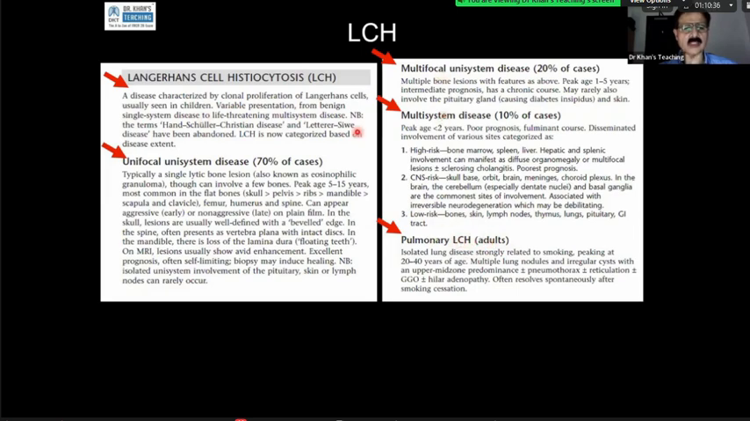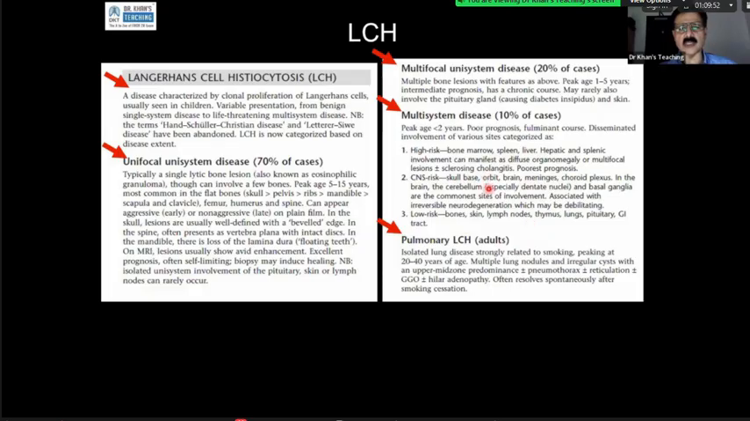Now we use this classification: unifocal unisystem disease, 70% of cases, and then multifocal unisystem. So in the bones, there can be multiple focal lesions. Look at this one, multi-system disease, 10% of the cases, usually less than 2, poor prognosis, permanent. And you should know which systems will be involved. And look at this: CNS, marrow, spleen, liver, skull base, brain, etc.